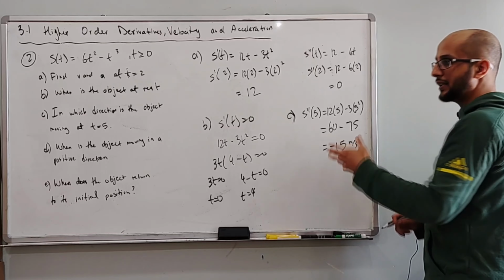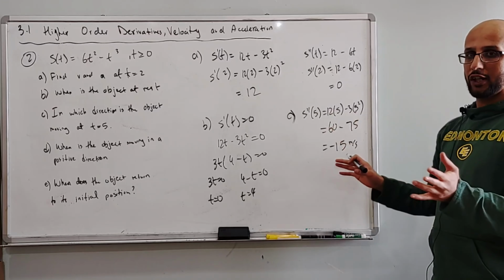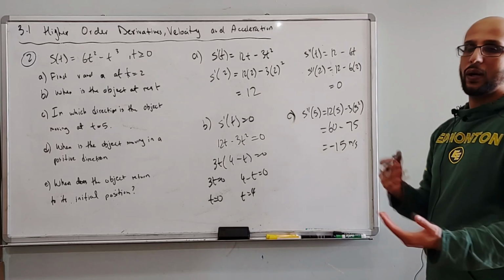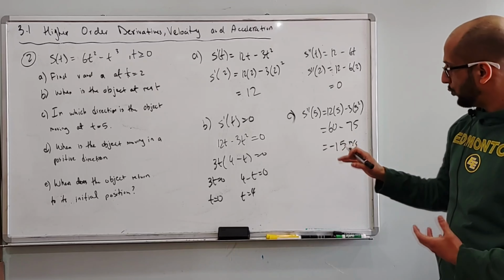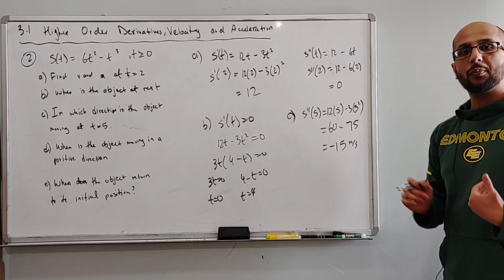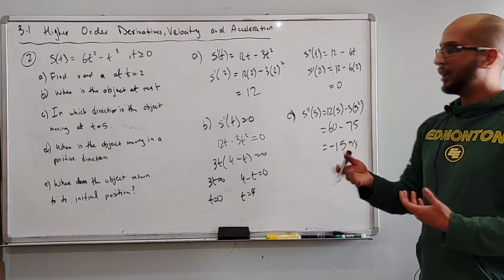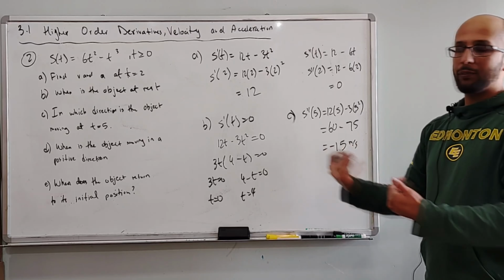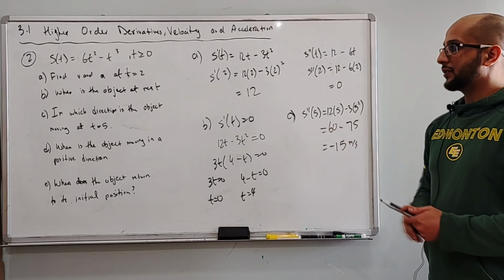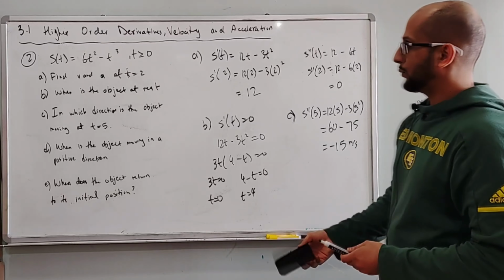The negative implies it's going backwards. We haven't been given a direction. We don't know if it's east or west or north or south, so we ignore that. We just go with it's going in the opposite direction of positive. So we would call that backwards. It's going backwards at 5 seconds. Okay, I'm going to erase this and we'll go on to D.